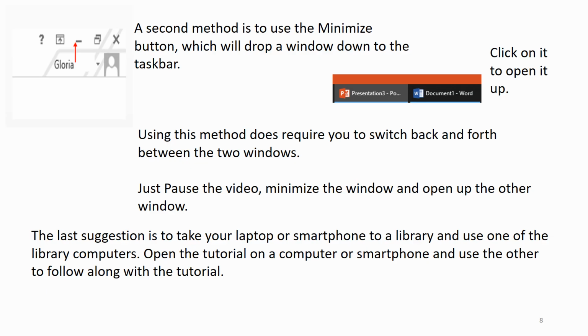A second method is to use the Minimize button, which will drop a window down to the taskbar. Click on it to open it up. Using this method does require you to switch back and forth between the two windows. Just pause the video, minimize the window, and open up the other window. The last suggestion is to take your laptop or smartphone to a library and use one of the library computers. Open the tutorial on the computer or smartphone and use the other to follow along with the tutorial.